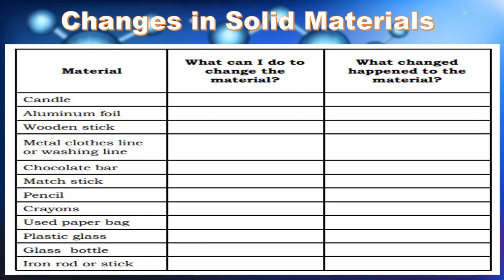Here is the table that you can copy and use for answering the activity. On the first column, listed are the materials. At the middle column, what can I do to change the material? You have to write your answer. And in number 3, what change happened to the material? Write again your answer.